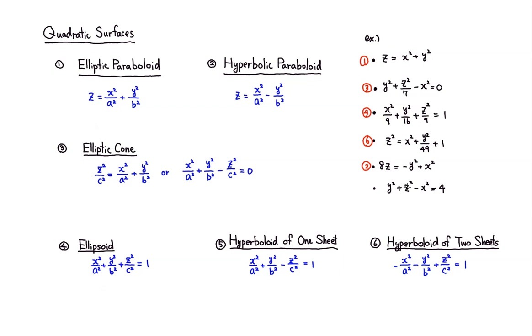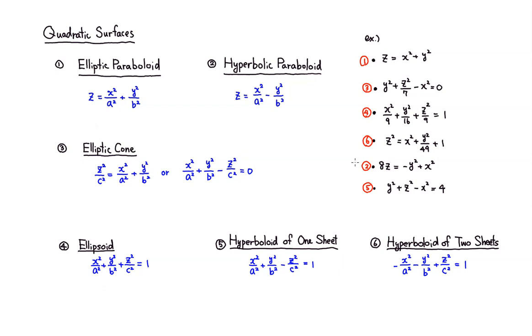All right, so last one. It's not 1, but you can divide through by 4 to get 1. And the number of negative signs is 1, so it's going to be a hyperboloid of one sheet. So this is number 5. It's fairly easy to identify which one of these quadratic surfaces it is if you follow these steps.